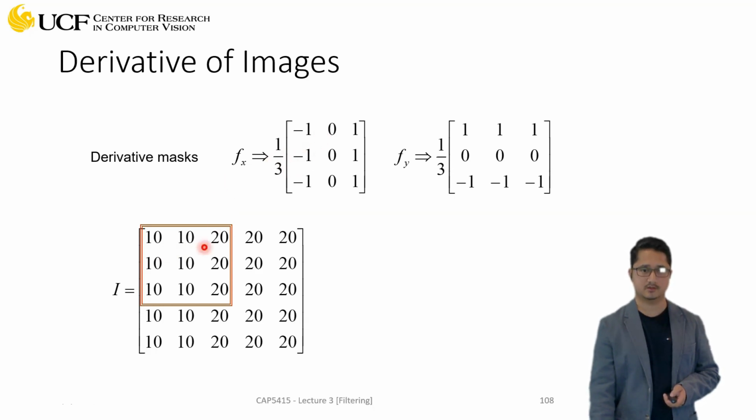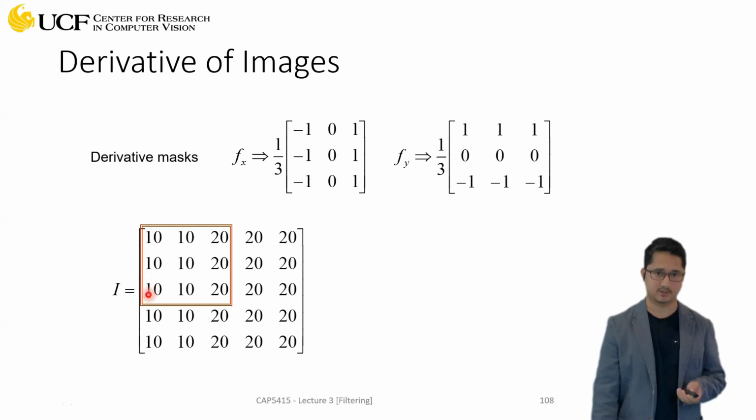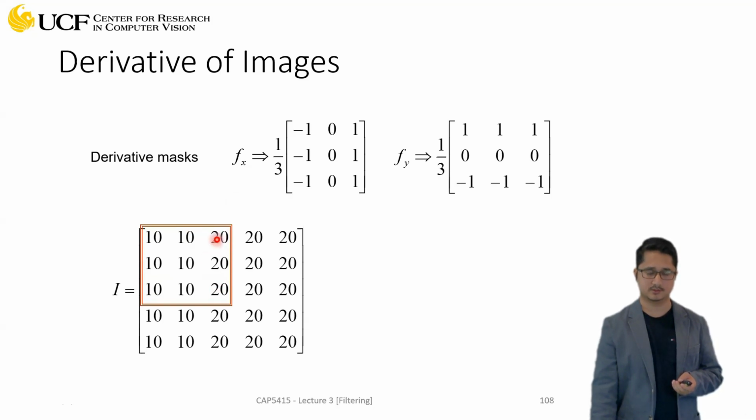If you do that, all these values will be 0 because the central column is all 0. And all these will become -10. If you add those up, it's going to give you -30. All right, so let's try to collect those values. And this third column over here will be multiplied with all 1. And if you sum those up, it's going to give you 60. And if you just add up all the values, 60 minus 30 is going to be 30. And you have a normalizing factor here. So that gives you 10, which means that at this location, the derivative in x direction is 10.